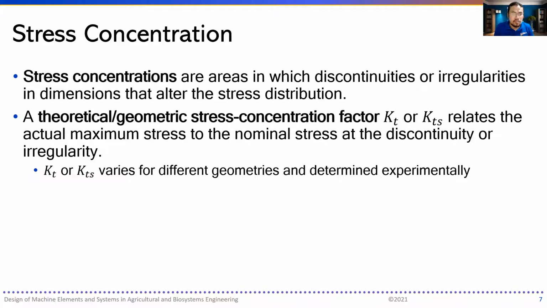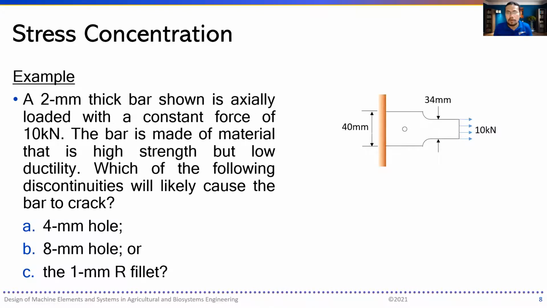Now, theoretical or geometric stress concentration factors, identified as K_t or K sub t, are used to relate the actual maximum stress to the nominal stress at a certain discontinuity or irregularity. And these values vary for different geometries and have been determined experimentally. So this could be best explained using an example as shown.